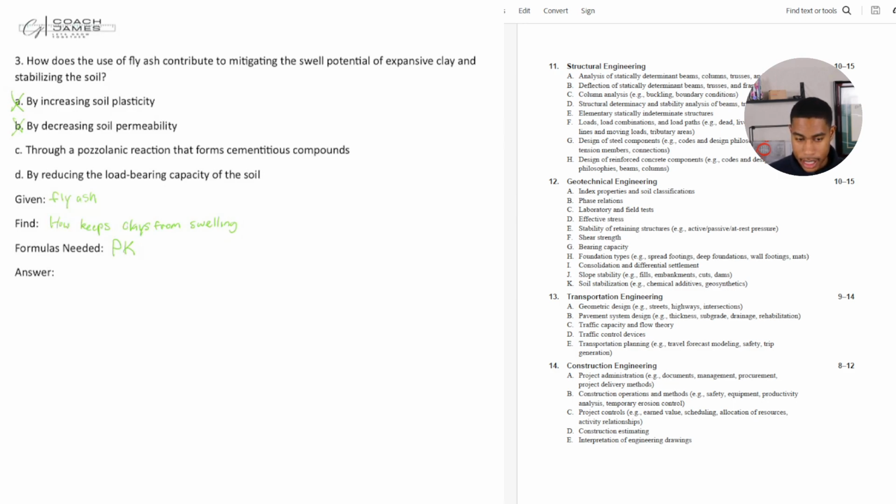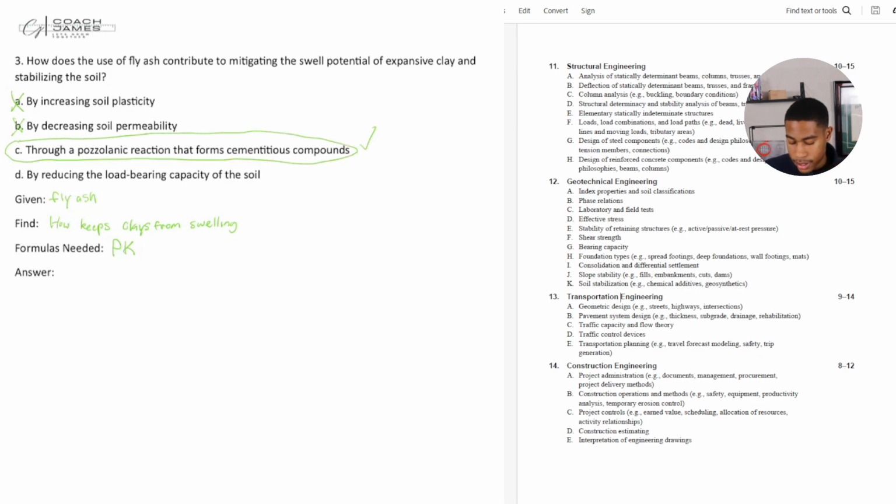C, by having fly ash through a pozzolanic reaction that forms cementitious compounds. Yes. Remember, fly ash contains those pozzolanic materials that react with the calcium hydroxide in expansive clays, and this forms that cementitious compound. And by having this reaction, it contributes to improved soil strength. All right, imagine having cement compounds in your clay soil, which can reduce how much that clay can swell and shrink. Right? Cement is probably going to be tougher than your clay, so just something to make note of.